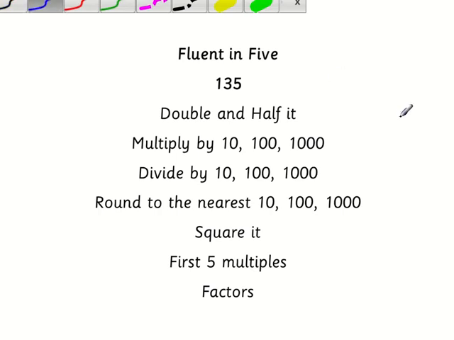So today's math lesson, we are going to be looking at ordering decimals as well as positive and negative numbers. Before we start that, your Fluent in 5 number today is 135.